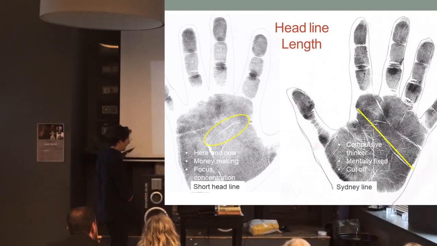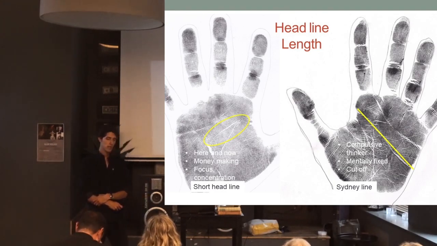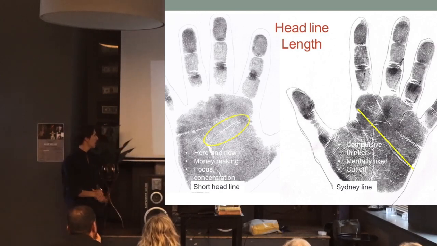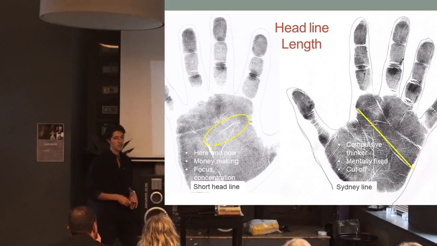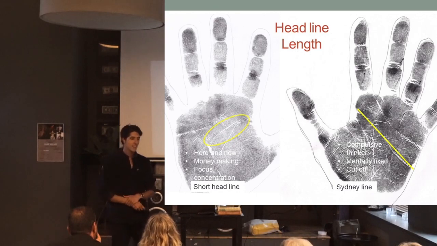People with a longer headline are going to be much more deep in thought. They're going to need subjects to be much more complicated. And in this case, when it cuts all the way across the hand, which is quite rare, they can be quite mentally fixed and very rigid in their own thinking process. And basically think that they're more logical than anybody else, so why should they listen to anyone else?